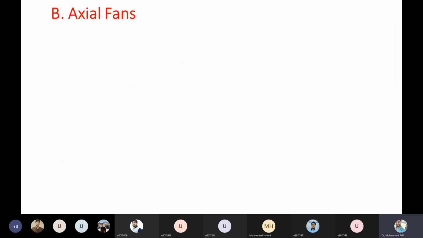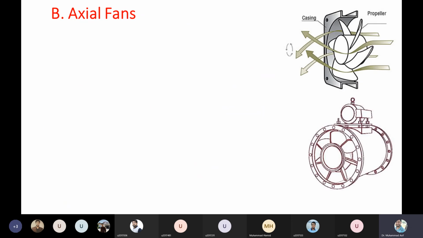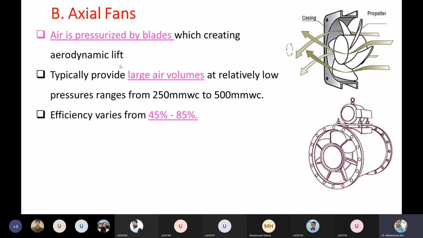Okay, the second category of fan is the axial fan. As I mentioned previously, axial fan means the direction is not changing. As you can see, we have a propeller, and that propeller has a certain cross section. Since the direction is not changing, in the previous case the high velocity was converted into pressure, whereas in this case the air is pressurized by the blades, which create aerodynamic lift.